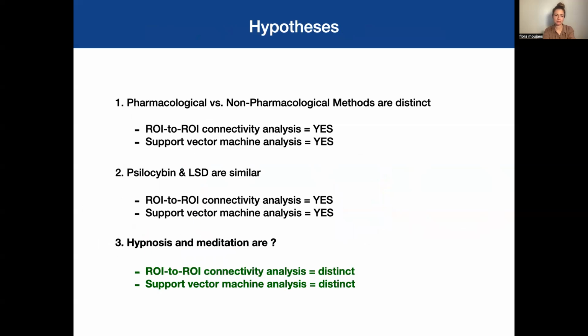In terms of our exploratory analyses, both the ROI to ROI connectivity analyses and the support vector machine analyses show that hypnosis and meditation are distinct. We also conducted another analysis looking at behavior in relation to the neural effects, which showed a lot of overlap with when we just looked at the neural effects, but we don't report on this in the main text, which is a supplementary analysis, because unfortunately, behavior was only collected in depth for psilocybin, LSD, and meditation, but not for hypnosis. So that's definitely an area for future research to look more at the relationship between the behavioral and the neural data.